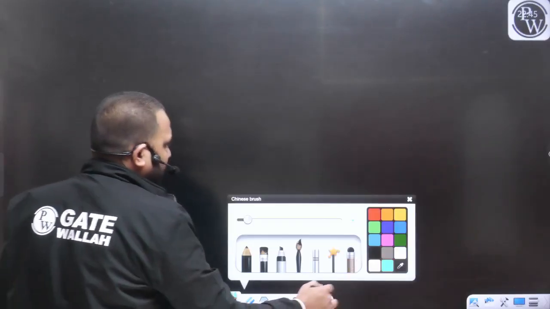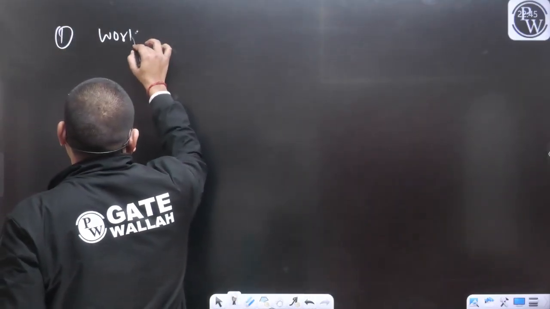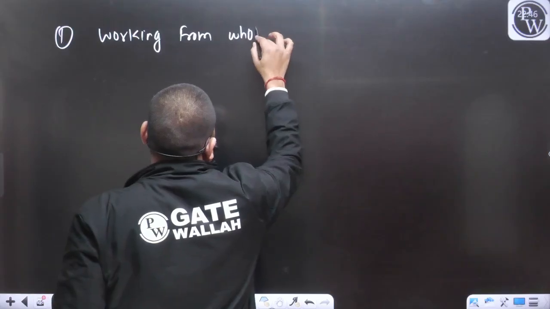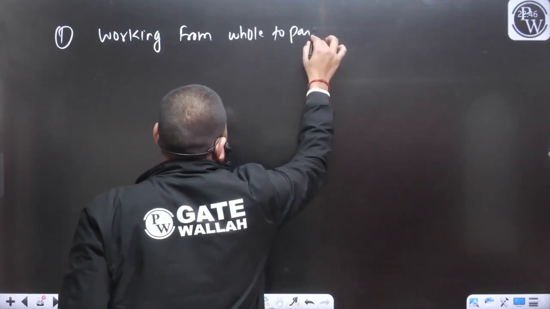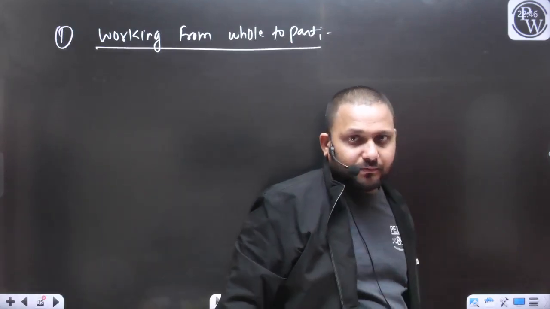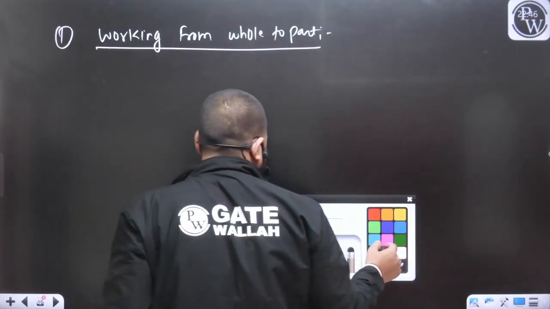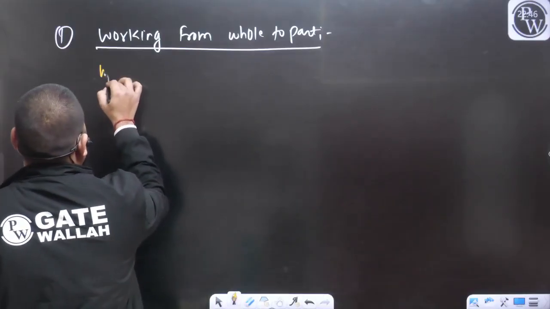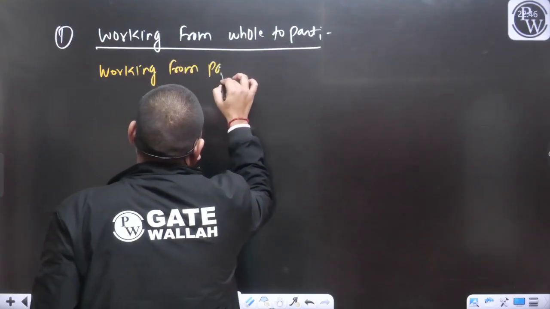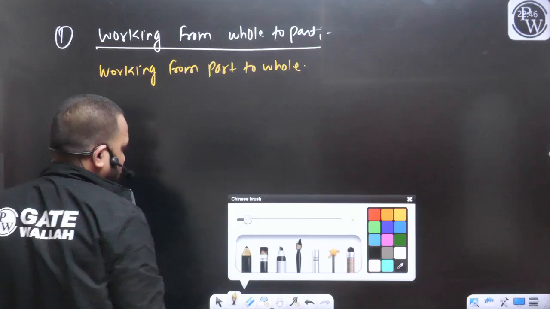The first principle of surveying is working from whole to part. Again I am repeating. There is one more statement, working from part to whole.